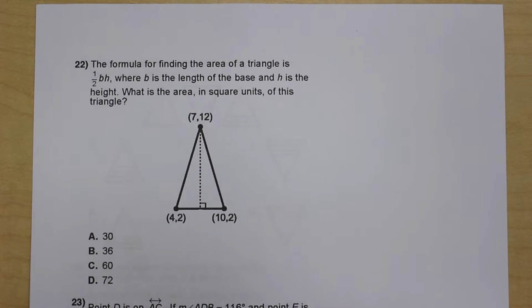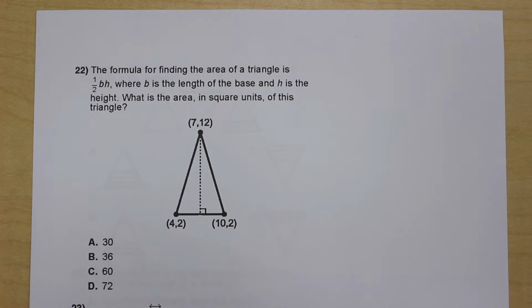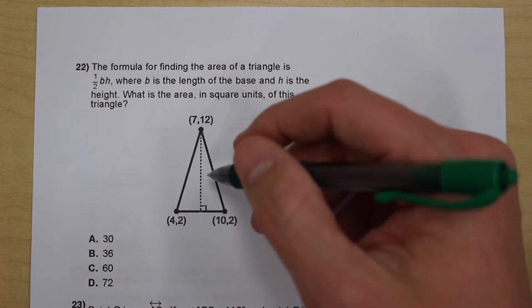22, the formula for finding the area of a triangle is 1/2 base times height, where b is the length of the base and h is the height. What is the area in square units of this triangle? Okay, well, we're just going to have to figure out the base and the height.